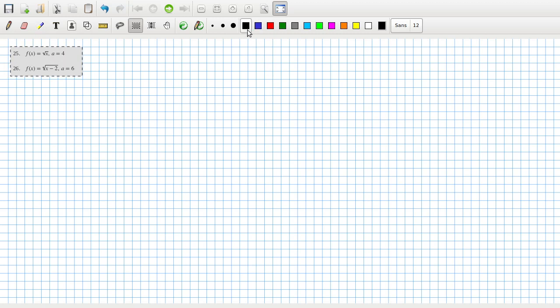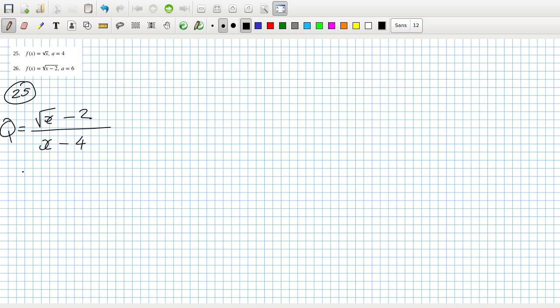Right, let's see now. It's going to be a bit harder with the root in it. 25: root x minus root 4 over x minus 4. Okay, let's think. How do I want to do this?